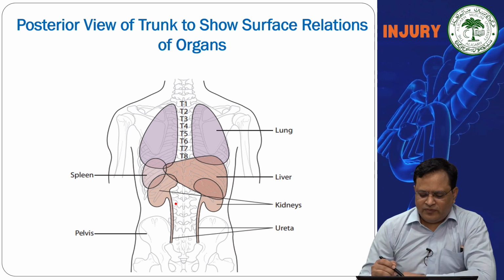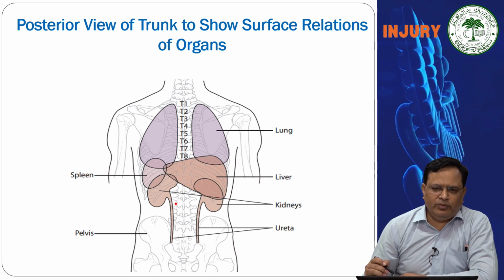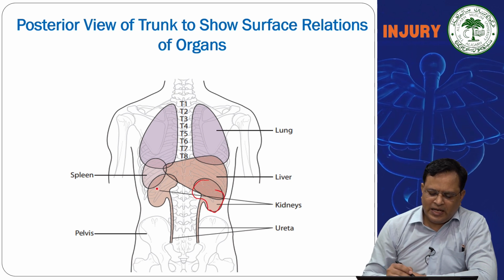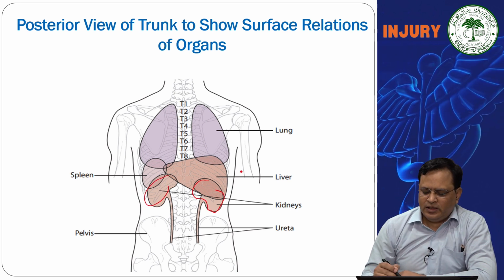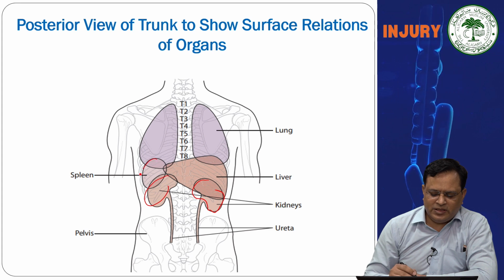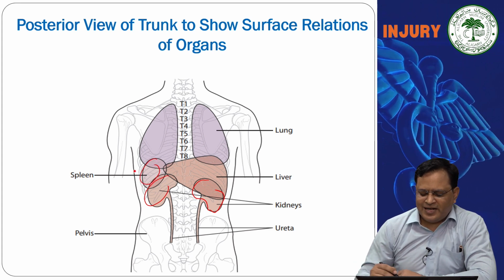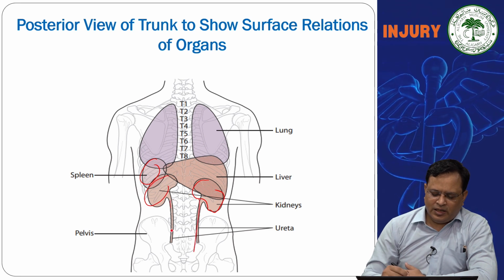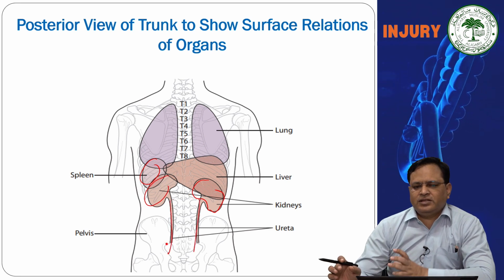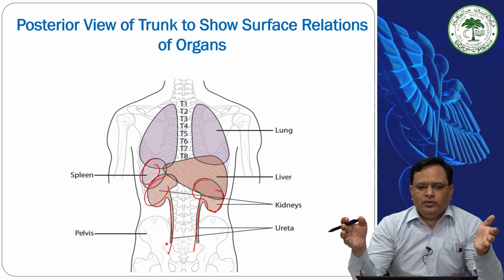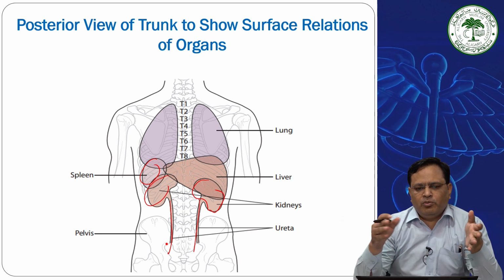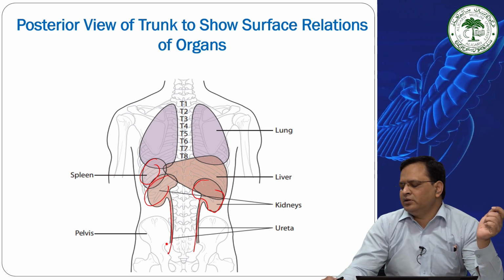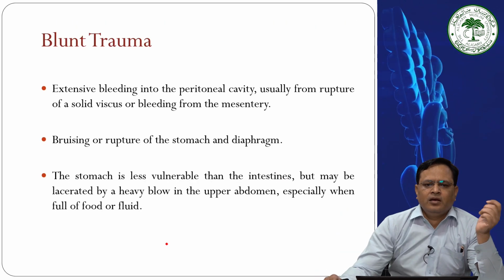These are the structures we can find from the posterior aspect. Kidneys are lying just in the back. Then the liver is there. Spleen is there on the left side. On the right side we have liver, lungs, kidneys on both sides, and the ureter. These are the structures that generally lie to the posterior of the abdominal wall, and any punch or kick from the back can also impact these structures. Blunt trauma.